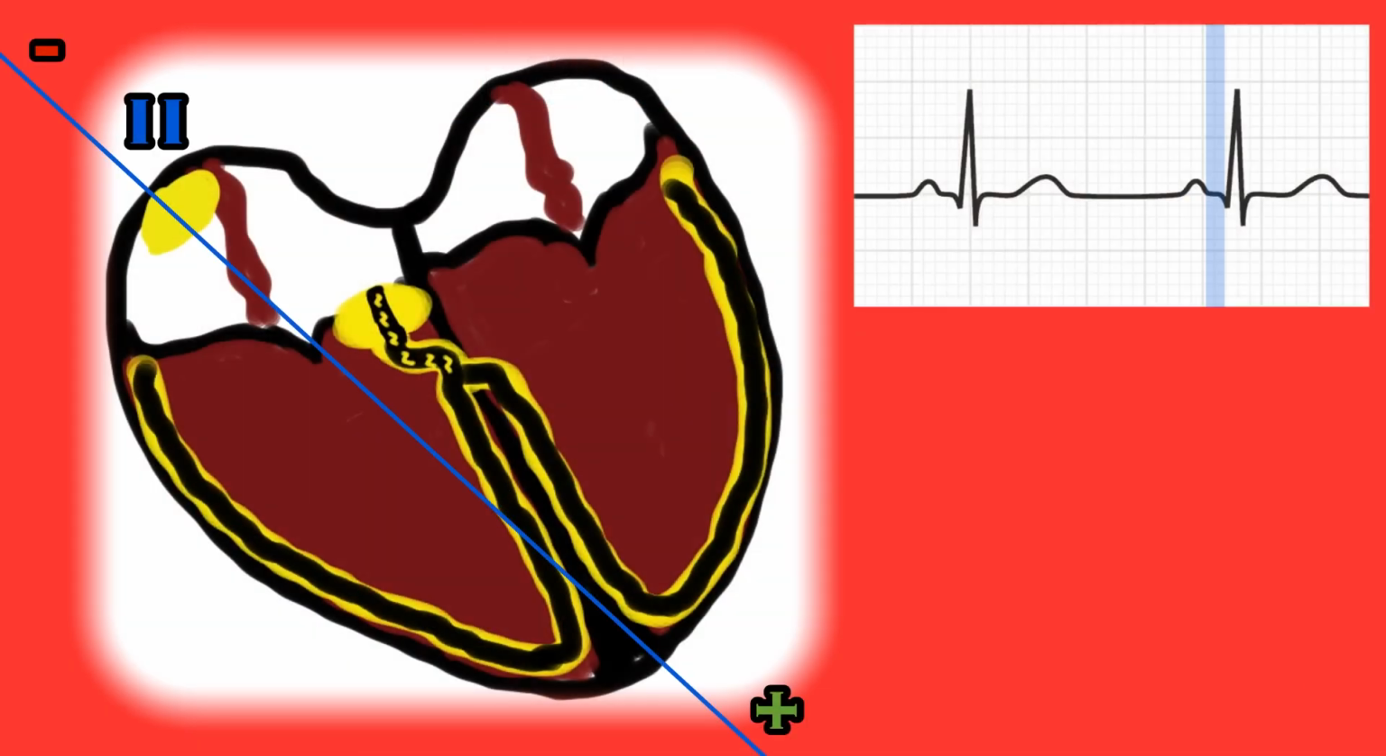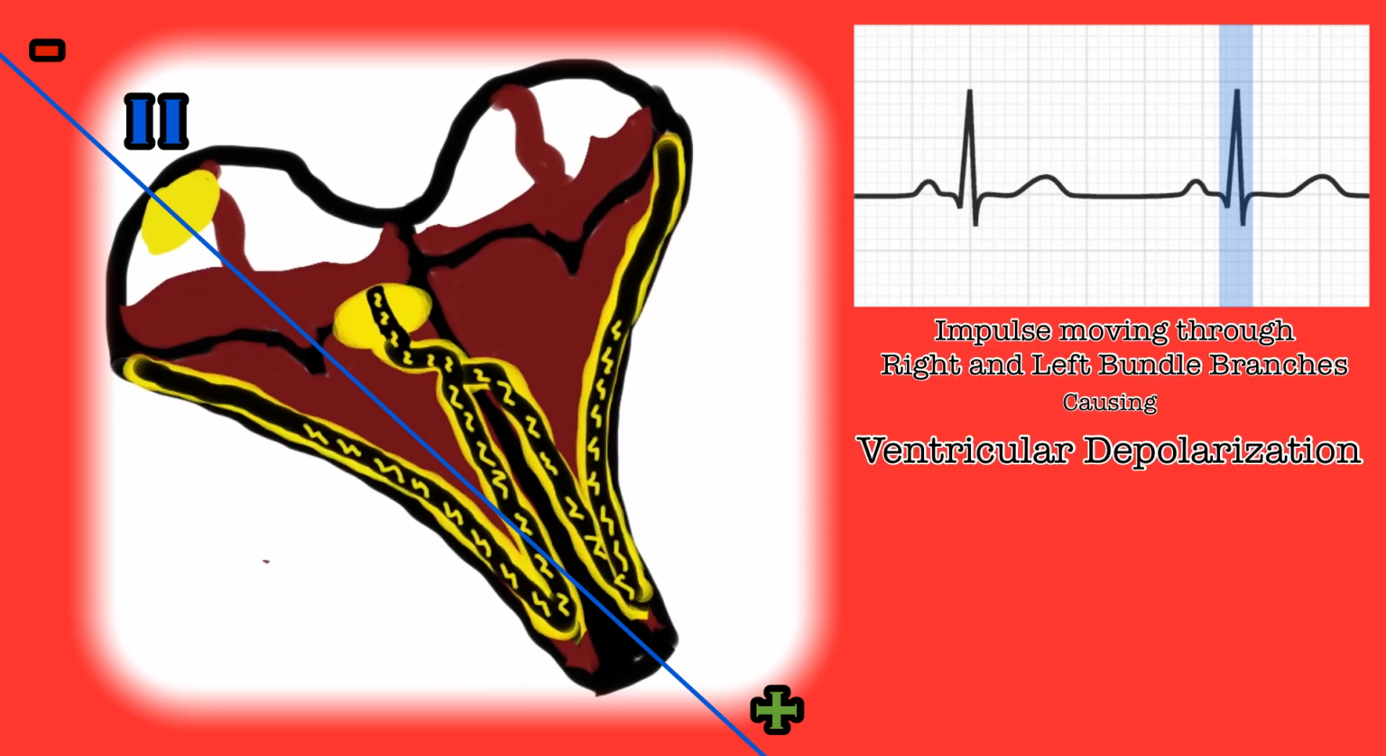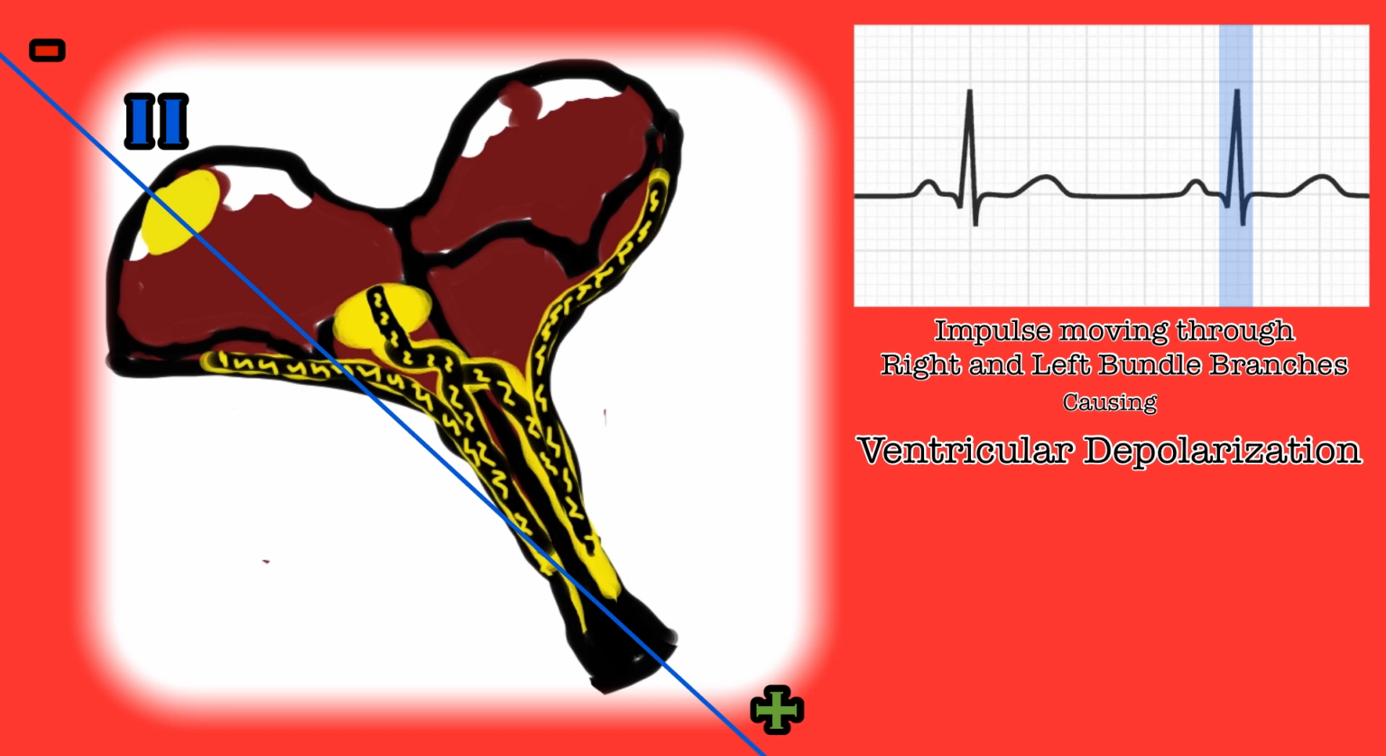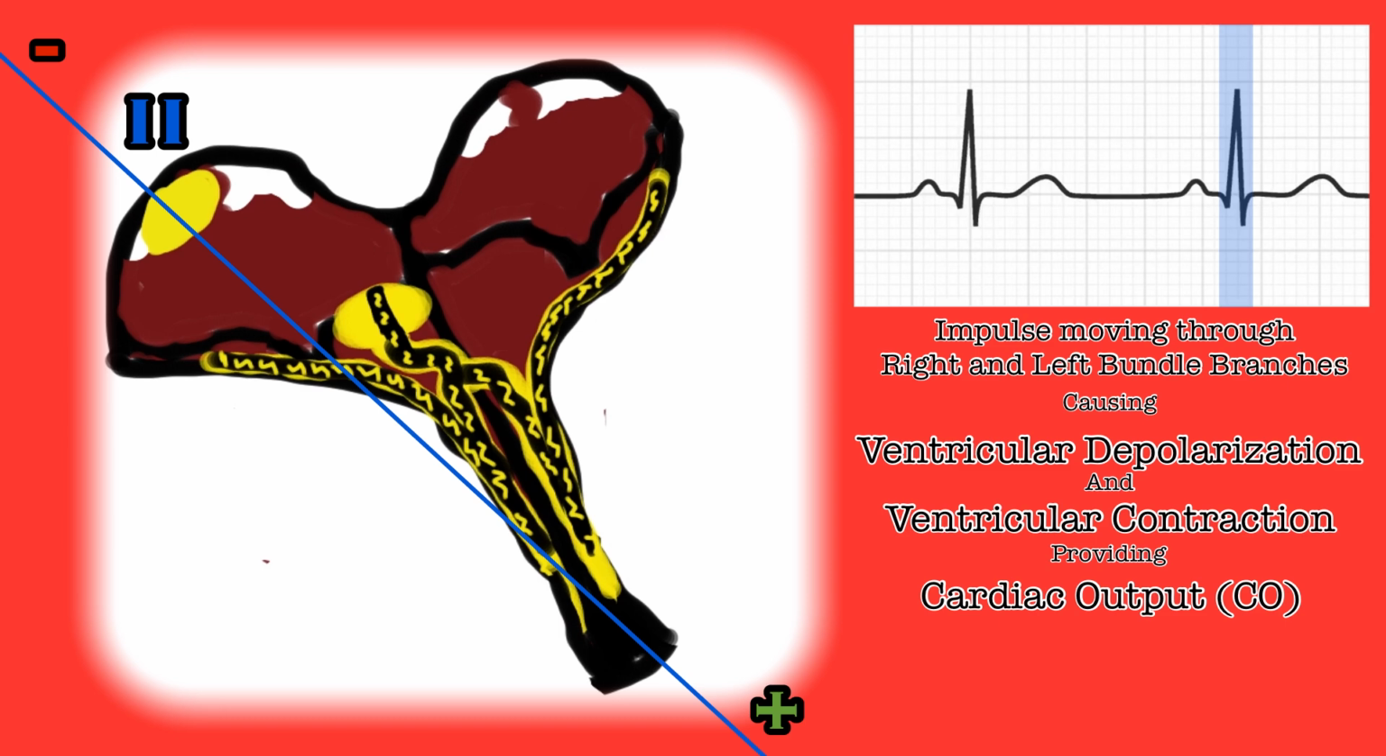And then we see the next piece of our heartbeat. This enormous complex jumps onto the strip. What do you think that represents? Our impulse just released from the end of the bundle of His. So what happens next? It travels through the left and right bundle branches, depolarizing the ventricles. And with ventricular depolarization, we get ventricular contraction, which provides cardiac output to be supplied throughout the body.